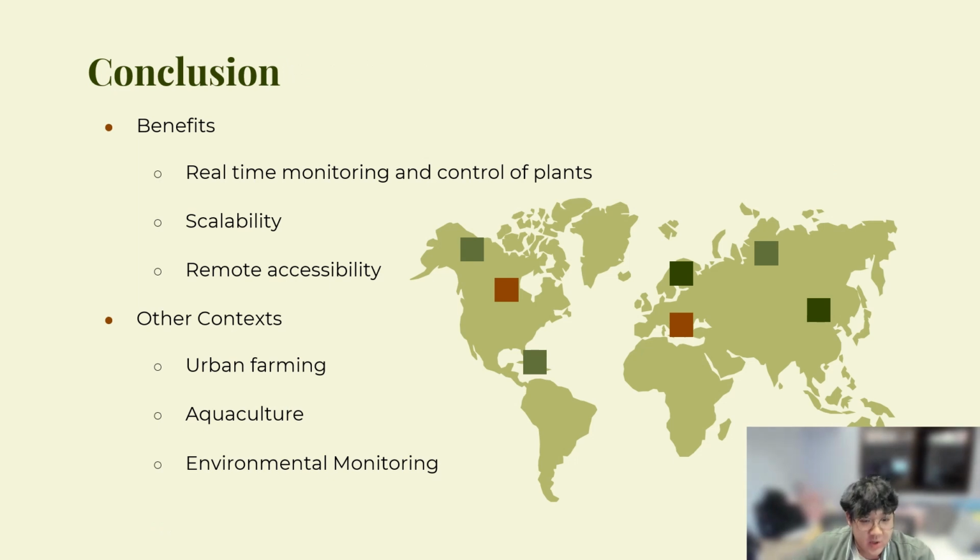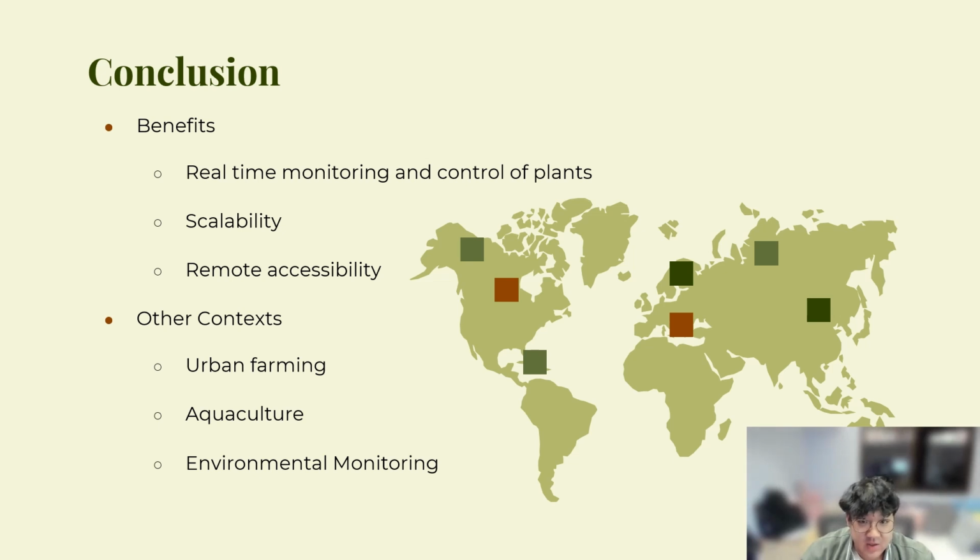So now I'll talk about the conclusion for our project. So the benefits are that there's real-time monitoring and control of plants. Because of our integration of water level and nutrient level sensors with the M5StickC Plus devices, this allows for continuous monitoring and automated control of water quality, which is essential for optimal plant growth.